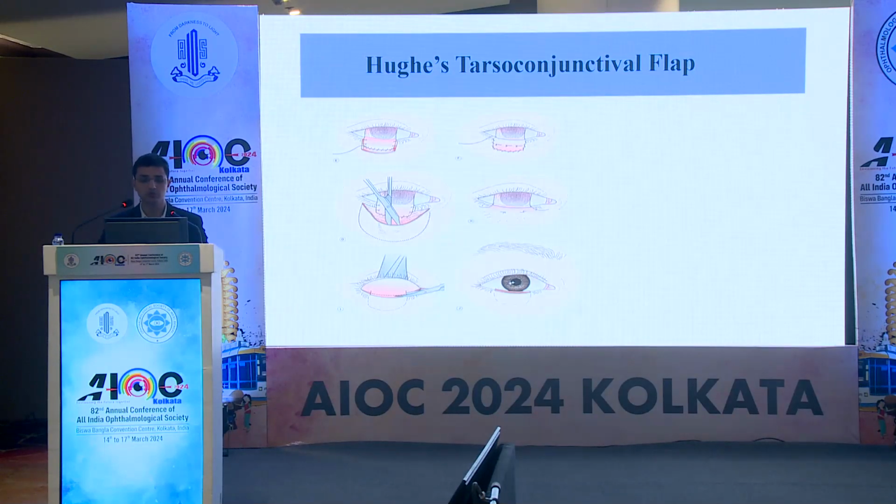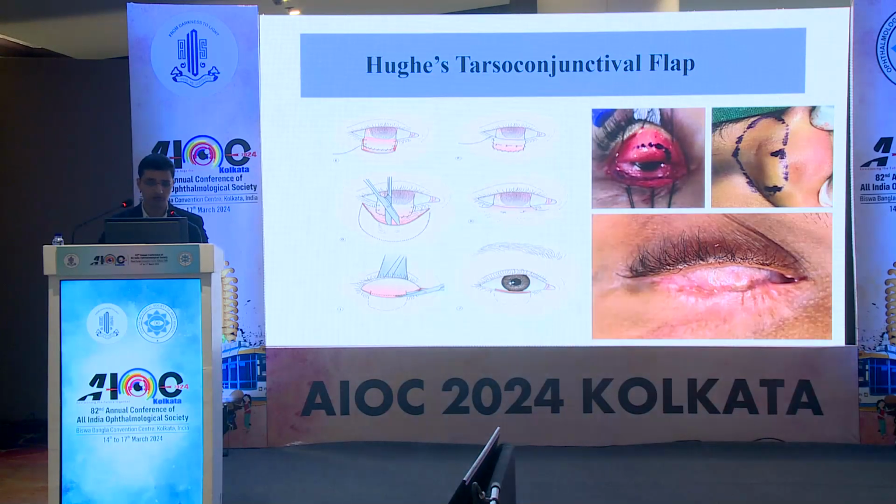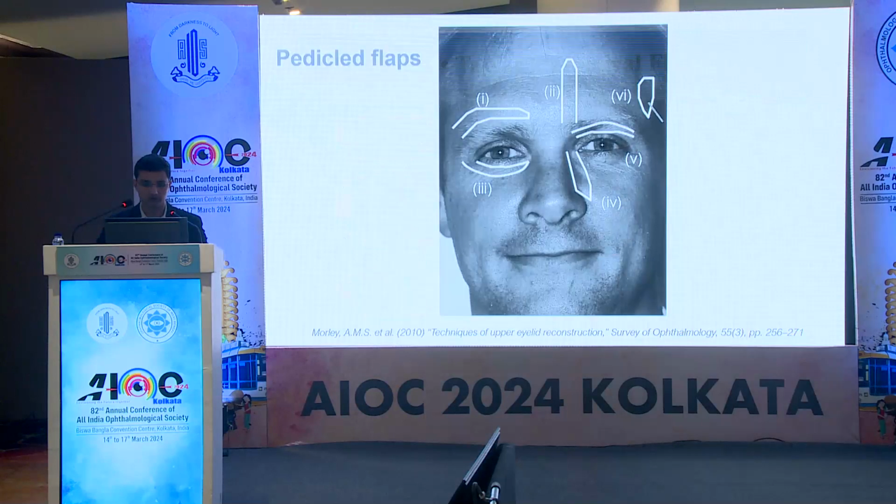Coming on to the next, the Hughes tarsoconjunctival flap. This is done for lower lid iatrogenic defects, in which the posterior lamella is taken from the upper lid tarsoconjunctival complex and the anterior lamella is made with the help of a postauricular graft.